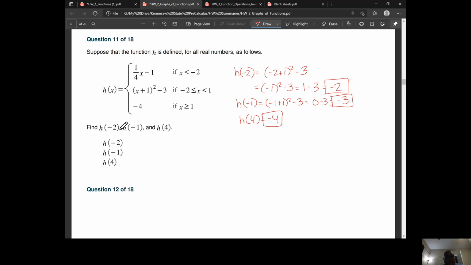Okay, whenever you're evaluating these functions, you're looking to see which one of these intervals it fits in, and that tells you which one of these rules applies.